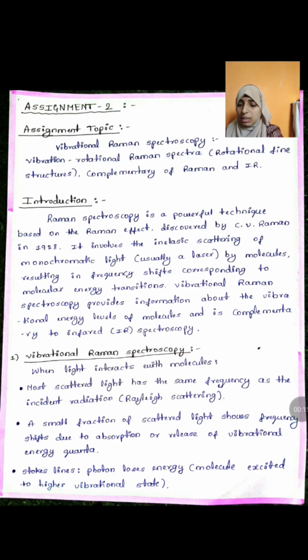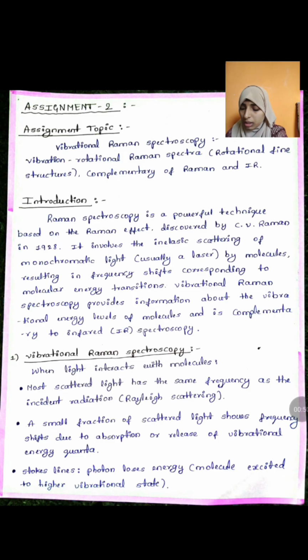Raman spectroscopy is a powerful technique based on the Raman effect discovered by C.V. Raman in 1928. It involves the inelastic scattering of monochromatic light, usually a laser, by molecules, resulting in frequency shifts corresponding to molecular energy transitions. Vibrational Raman spectroscopy provides information about the vibrational energy levels of molecules and is complementary to infrared spectroscopy. Infrared means IR spectroscopy. First we are discussing vibrational Raman spectroscopy.